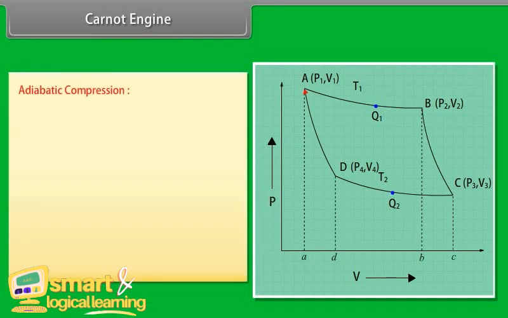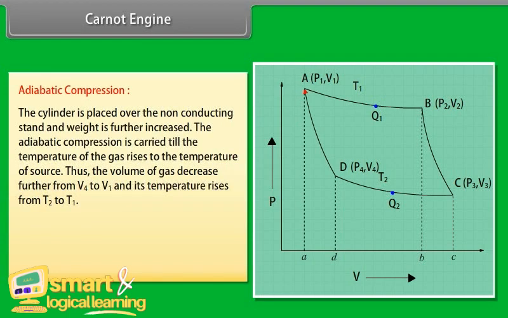Adiabatic compression. The cylinder is placed over the non-conducting stand and weight is further increased. The adiabatic compression is carried till the temperature of the gas rises to the temperature of the source. Thus, the volume of the gas decreases further from V4 to V1 and its temperature rises from T2 to T1. In a Carnot cycle, efficiency is given by Q1 by Q2 is equal to T1 by T2.